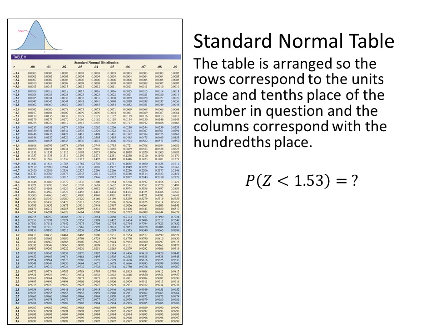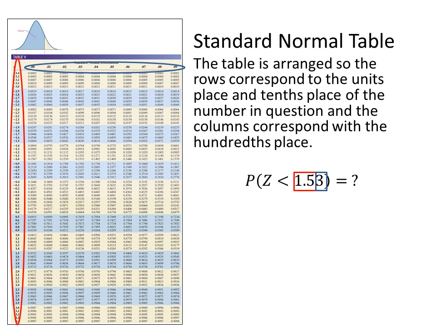In order to solve this, we use this normal distribution table. The way that this table works is it splits up numbers into two parts. The number in question, of course, is 1.53. The first part of this number, that is the units place and the tenths place, is going to be found in this left column. The number in the hundredths place is going to be found in the first row at the top.